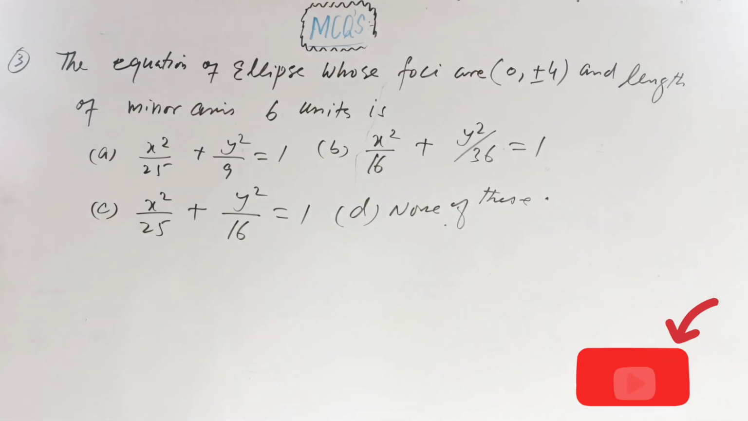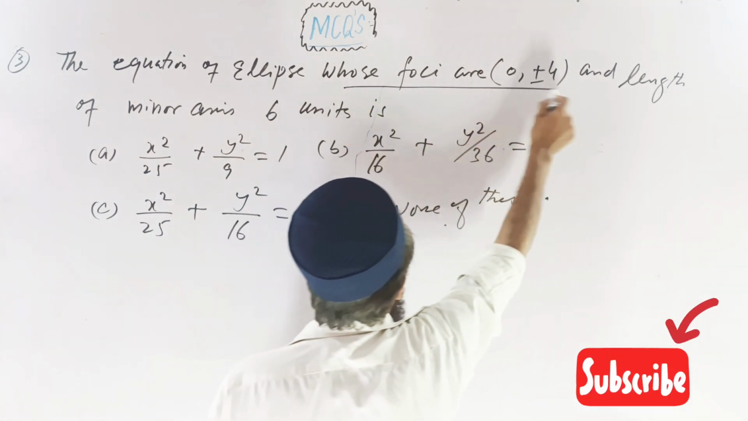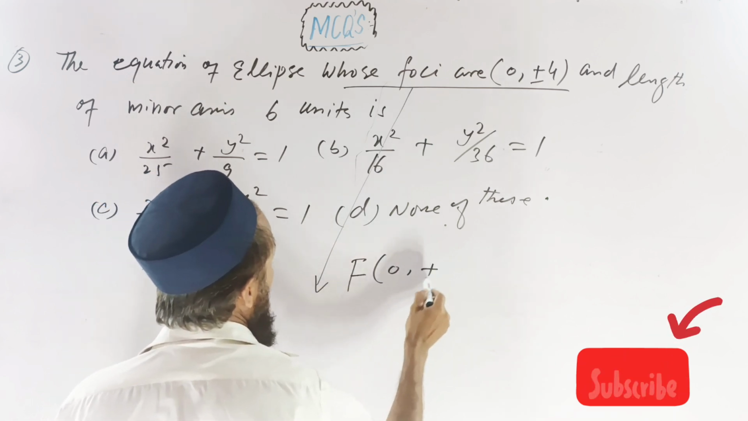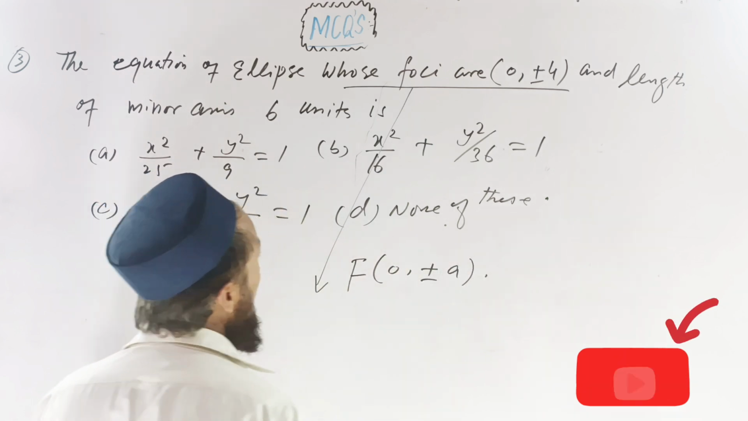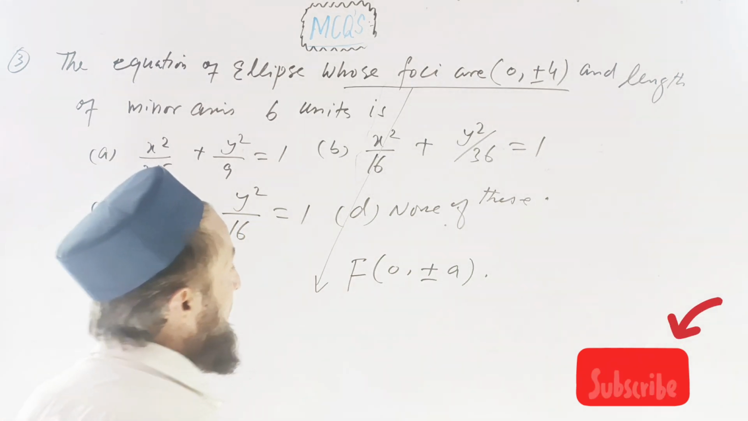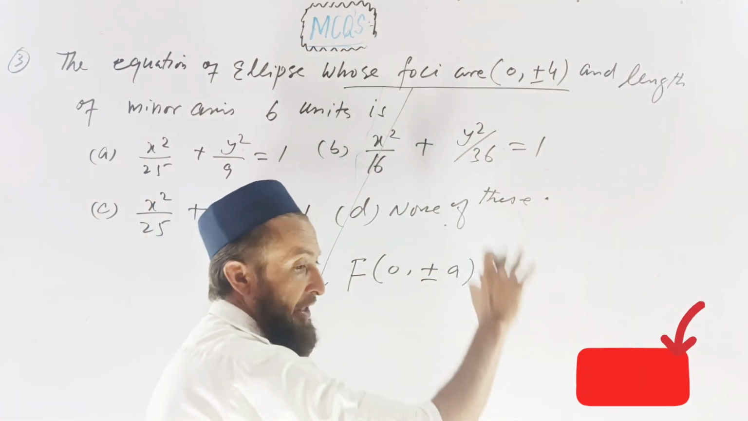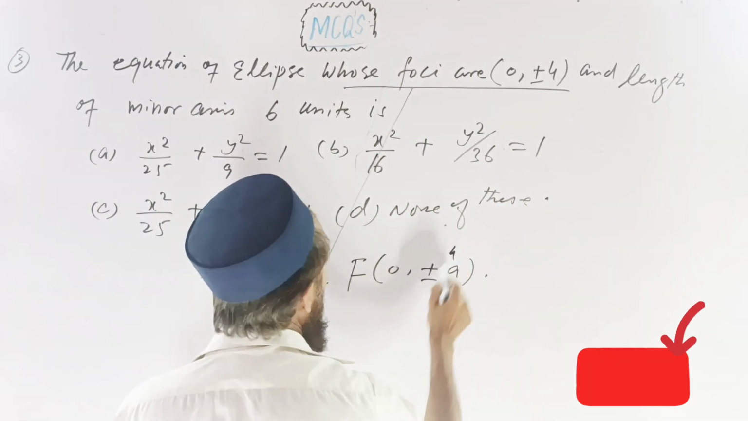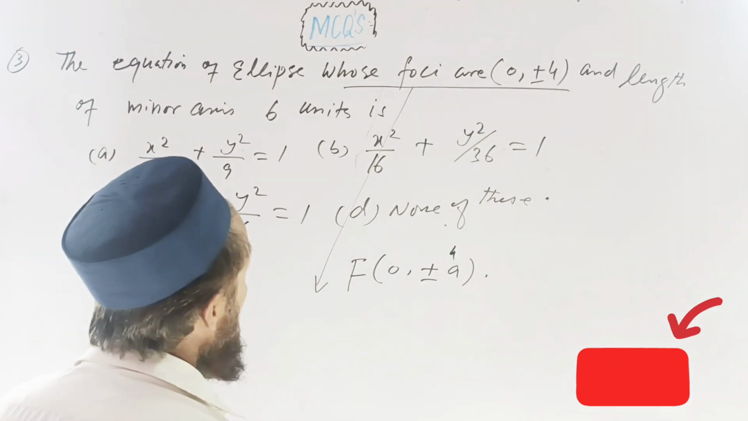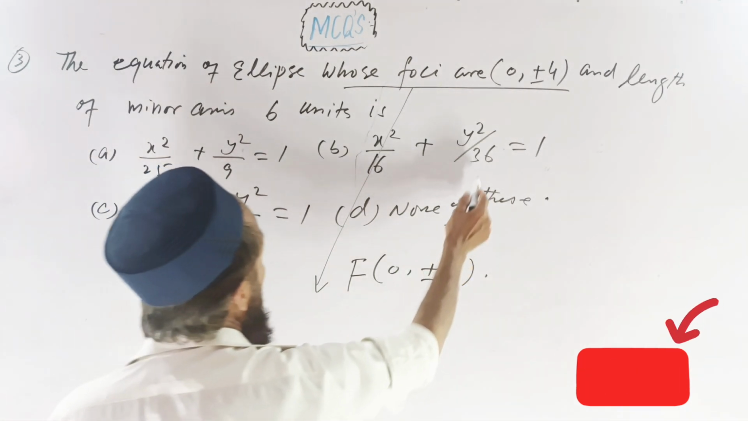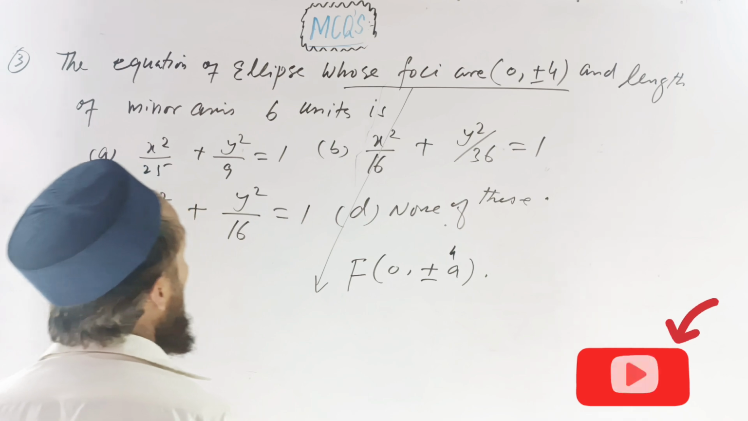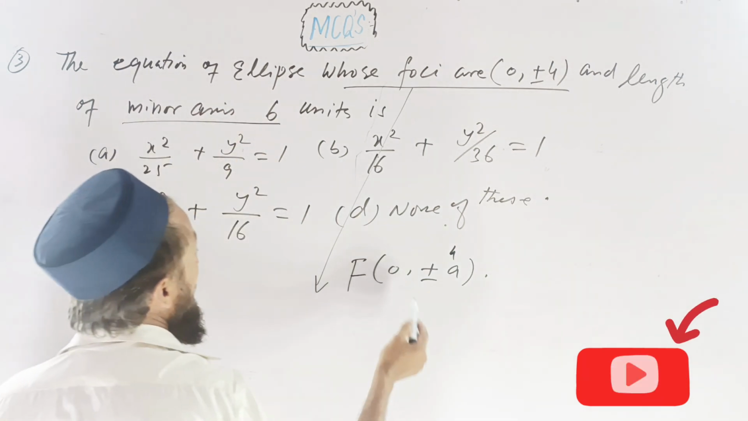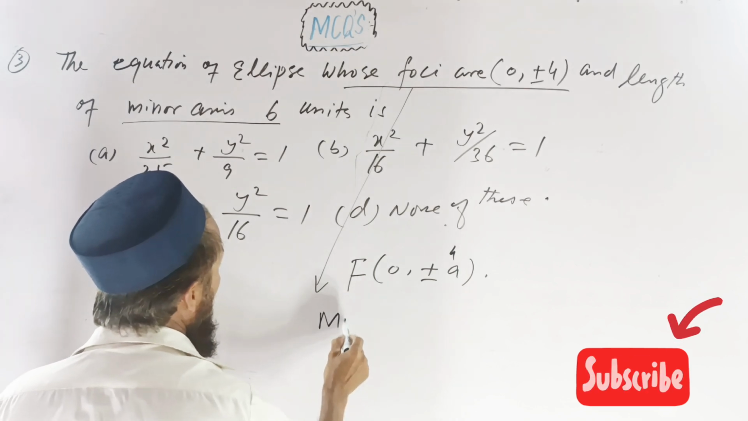So for the equation of the ellipse whose foci are given as 0 plus minus 4, the foci are equal to plus minus ae. So the ellipse is along the y-axis. Along the y-axis, the foci are given, and now c is required here. It means that y is equal to that one. And the minor axis will be equal to 2b.